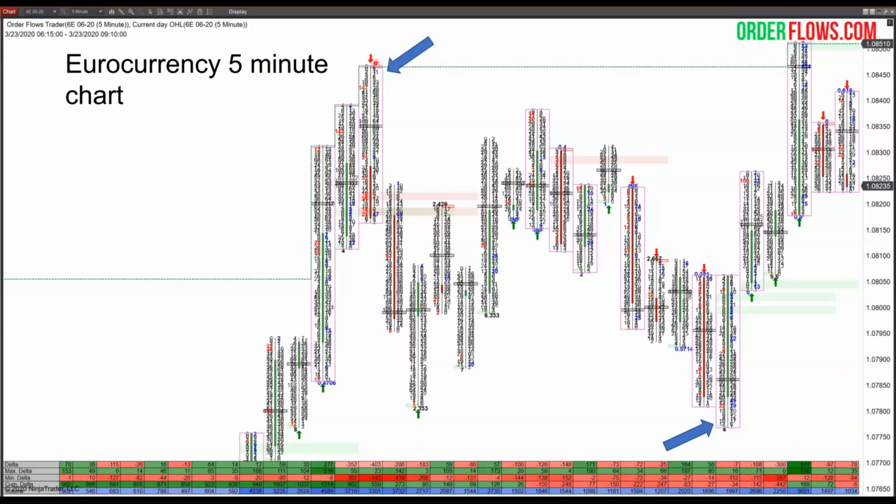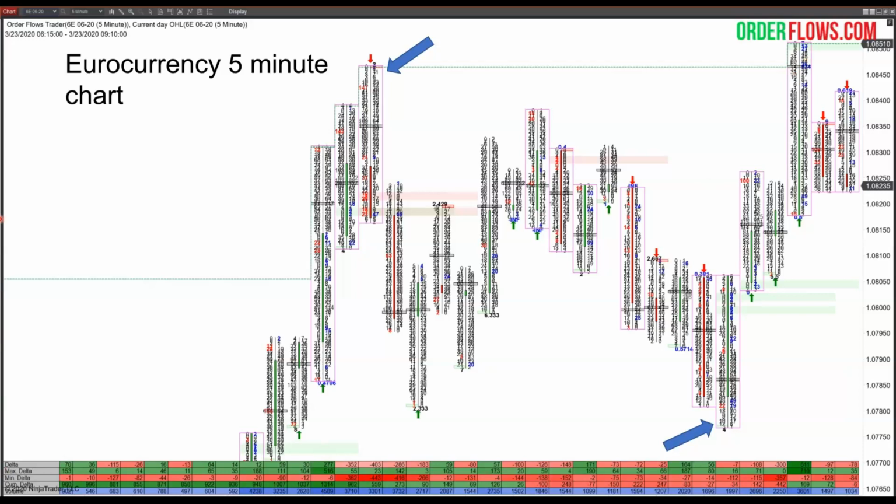Here's a 5-minute chart of the Eurocurrency. A sell at the swing high, 108.20, goes down to the 107.80s. And then you've got a buy signal over here at the swing low. Again, the market goes up from the 108.05 to 108.10 area over the next bar, in the same bar, to the 108.25, and then a couple bars later to new highs.